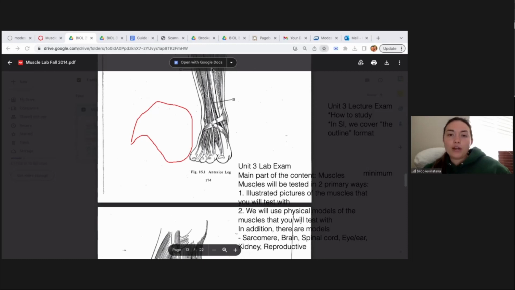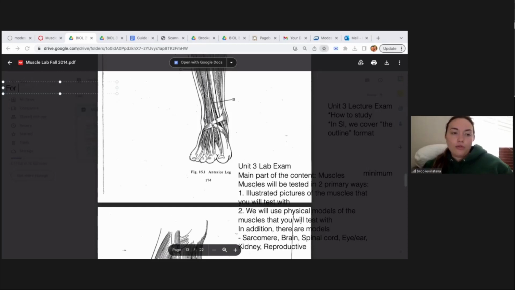I'm going to try to go through and make this as clear as possible. It is a little in depth, but I'll try to explain it. We'll do a little how does the test look. For the illustrations, which is what we're on right now, the black and white, you are asked identification, right? So what muscle is this?